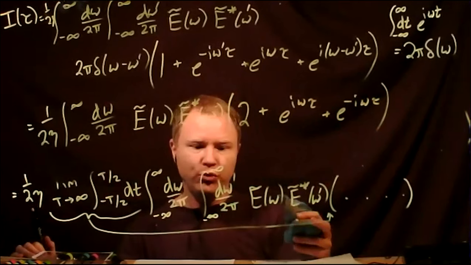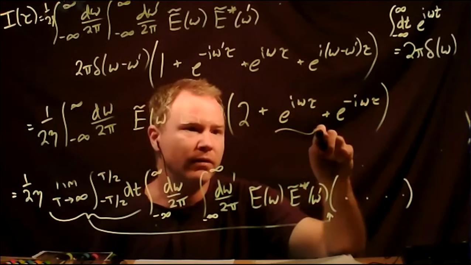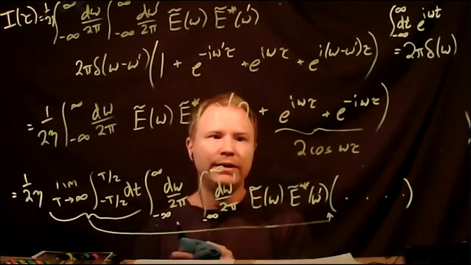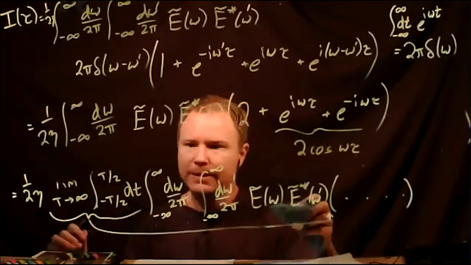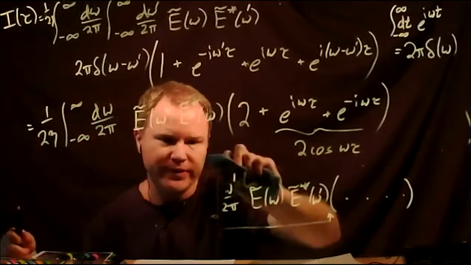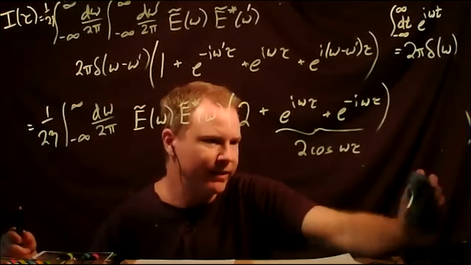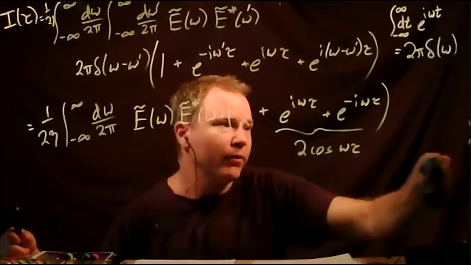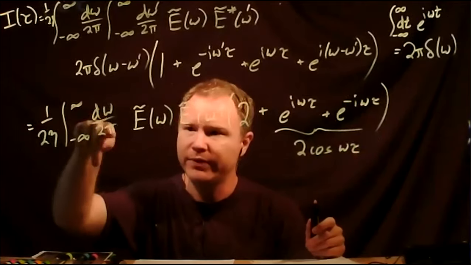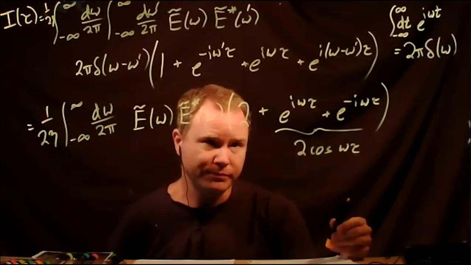Okay, so we could go two ways here. One way is it's common to write this combination as 2 cosine of omega tau, but I'm actually going to go a different route to make it look like the result we want. So this is almost a Fourier transform. It's called a Fourier cosine transform. But to really get it as a proper Fourier transform, I'm going to take this second term. I still have an integral here.